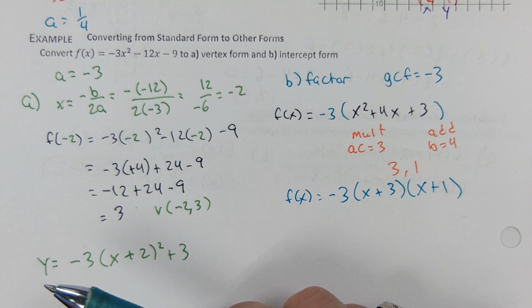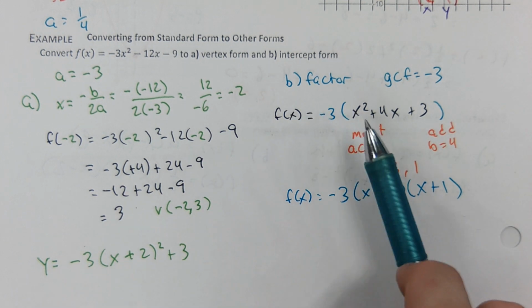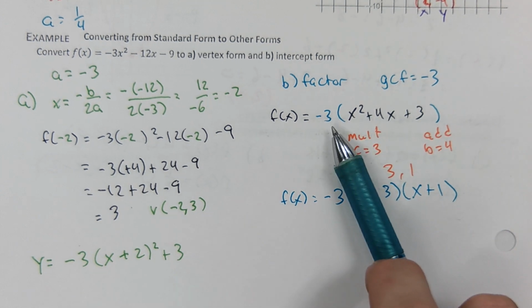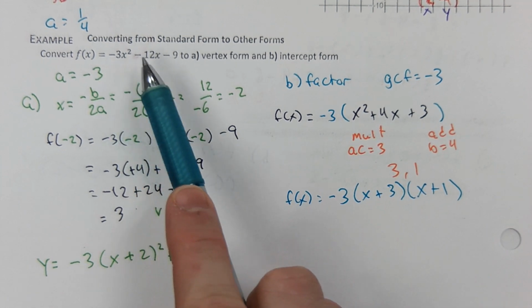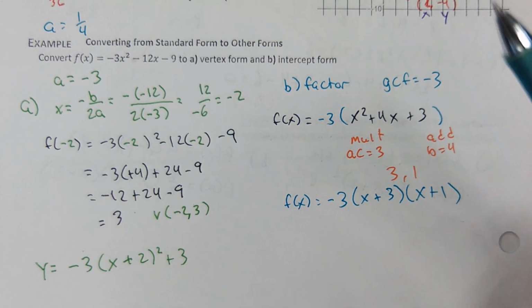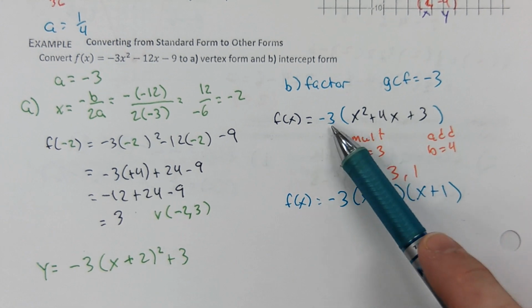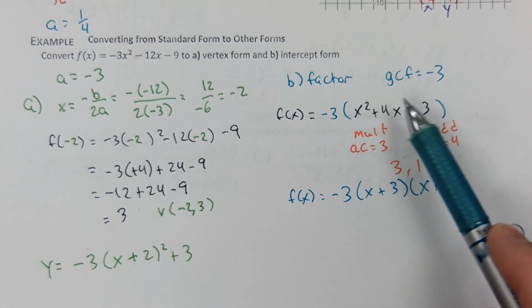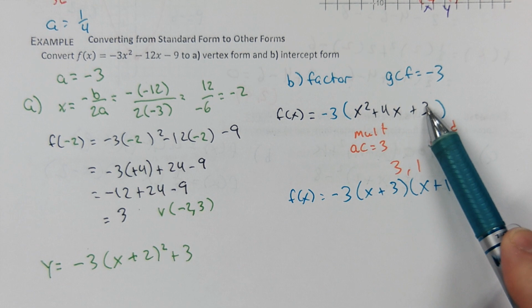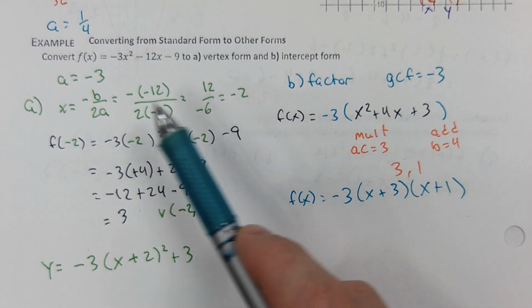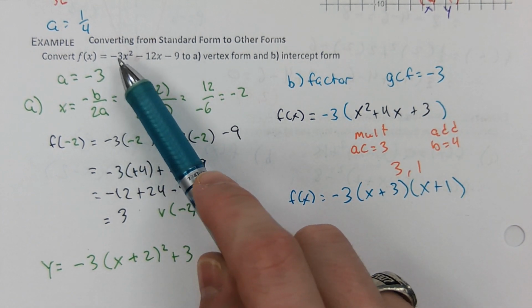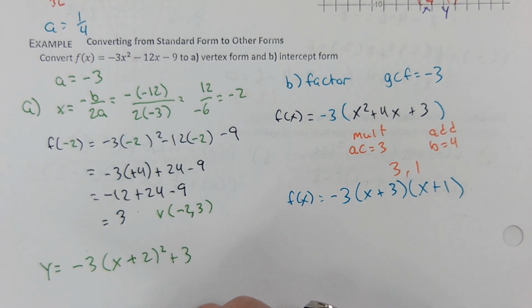Yes, ma'am? Where did this 4x come from? So I was dividing all of these by negative 3. See, if you distribute this negative 3, you get negative 3x squared minus 12x minus 9. Which is, so it's right here. I pulled a negative 3 from all three of those things.